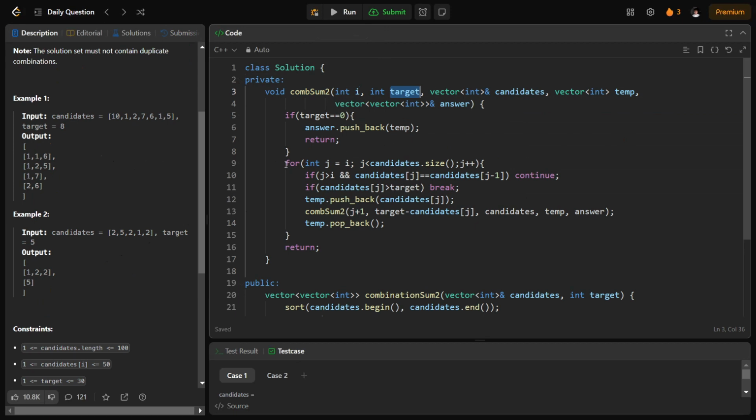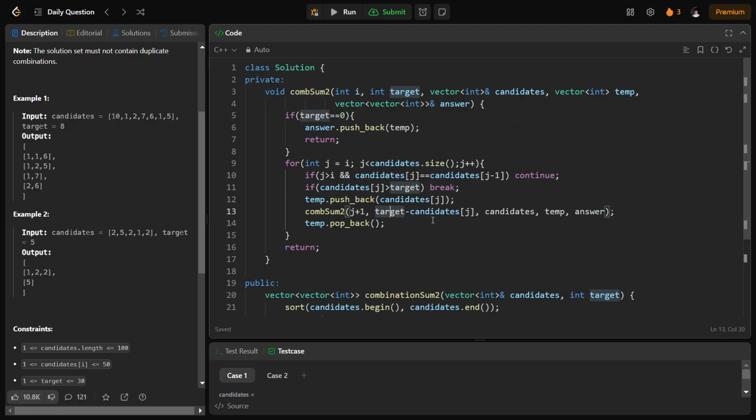So what I do is start from j equal to i and go till the end of the list. And what I would do is assume the current element, I'll discuss these two statements later on. I would take this candidates of j as a possible solution. So I push back into this temporary array, taking the jth element. If I take the jth element, then for the remaining elements after j, that is j plus 1 till the end of the list, I would try to find this combination sum. But since I have already taken candidates of j, my new target would be reduced by this value: target minus candidates of j. Fine.